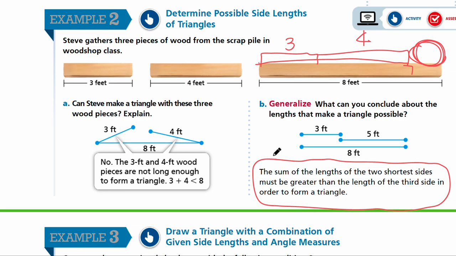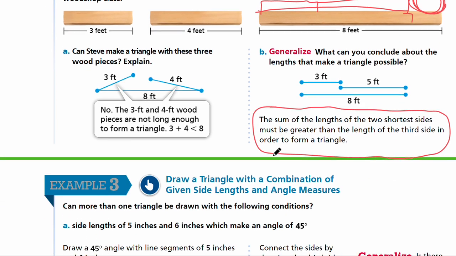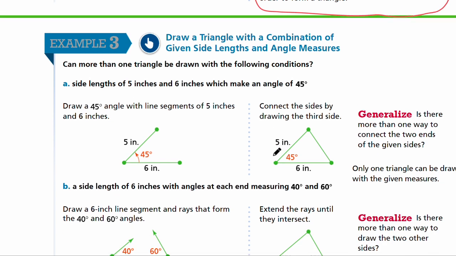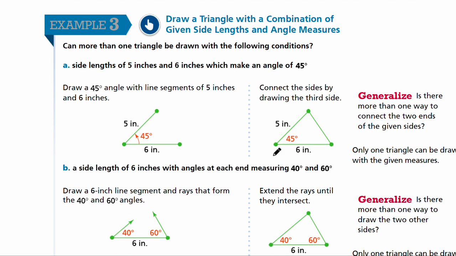Let's move on to example 3. Draw a triangle with a combination of given side lengths and angle measures. Can more than one triangle be drawn with the following conditions? Side lengths of 5 inches and 6 inches which make an angle of 45 degrees. Let's try to draw that. 5 inches and 6 inches. We have exact sizes for those sides, and then they need to make 45 degrees.